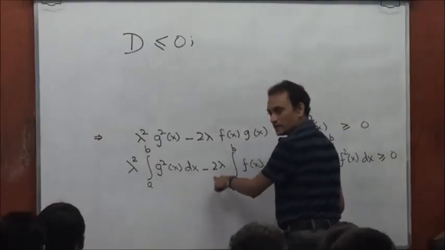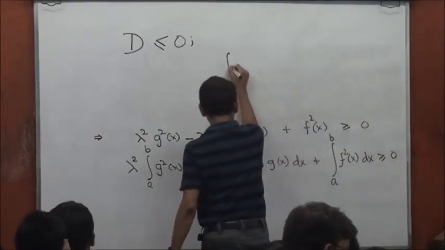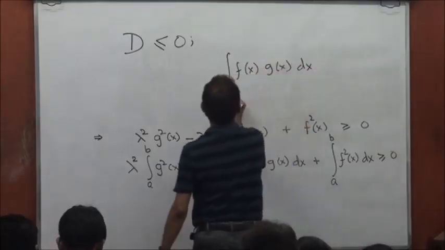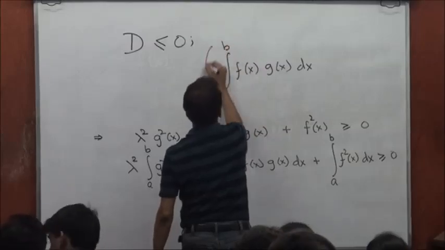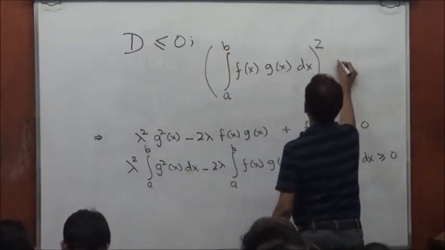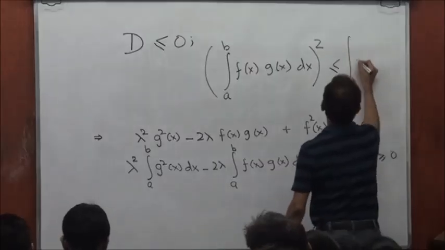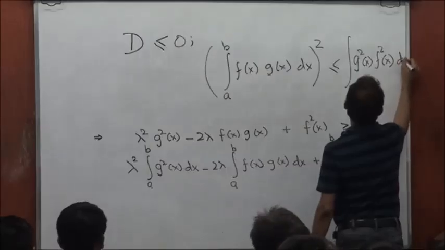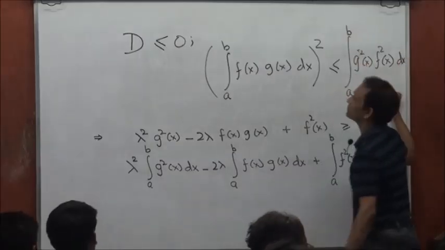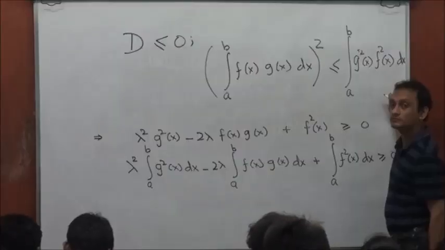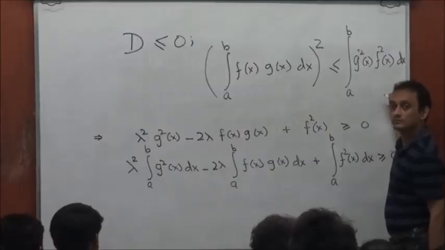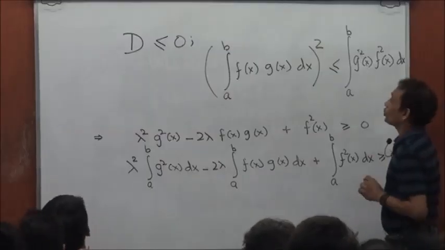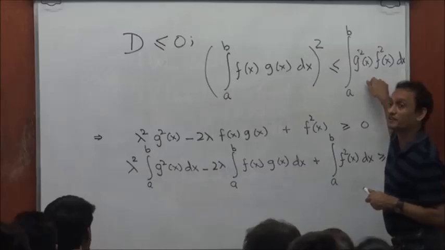Discriminant means b squared minus 4ac, which will clearly give you (integral f(x) g(x) dx from a to b) whole square less than or equal to integral g squared x times integral f squared x dx, x changing from a to b. Yes or no? This is an important inequality in definite integrals.